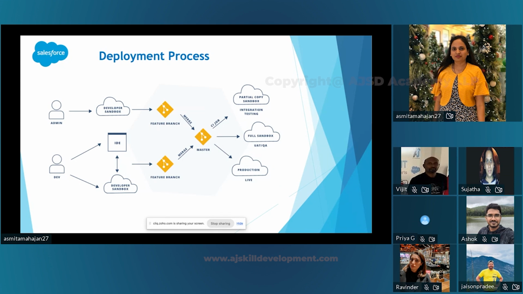What is source control? Source control, also known as version control, is a system that records changes to files over time so that you can track and manage different versions of work. Source control is used to manage code and project files, allowing multiple developers to work on the same code base without overwriting each other's work.